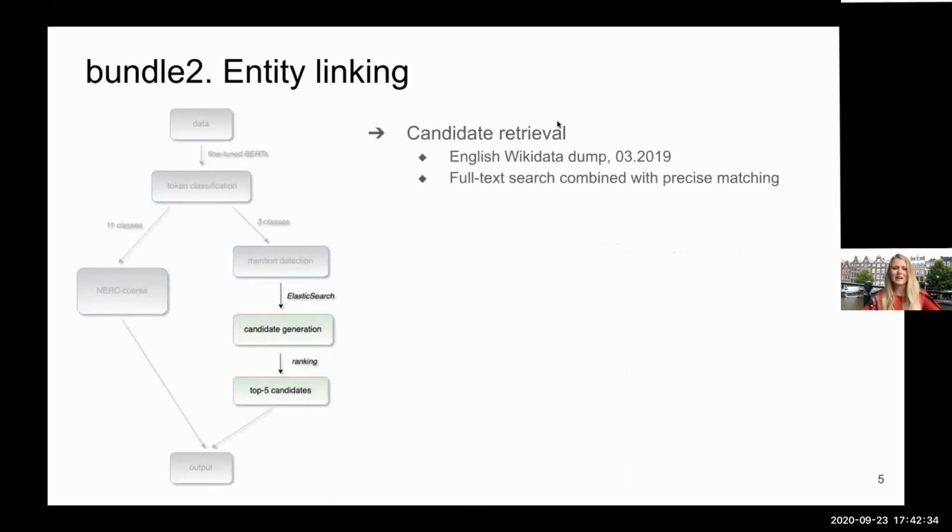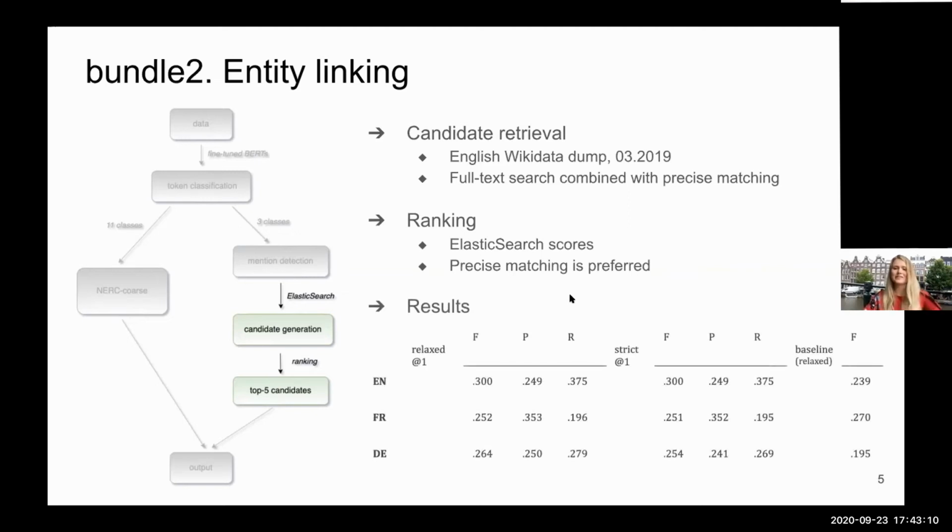All right, so entity linking. For candidate retrieval, we simply searched in the Elasticsearch index, combining full text search with precise matching and preferring precise matching, which is not always the best idea, as we'll see later, but on this stage it was like that. And for ranking at this step, it was also very simple. We used the scores provided by Elasticsearch, and if there is a precise matching, we would put the candidate before other candidates.